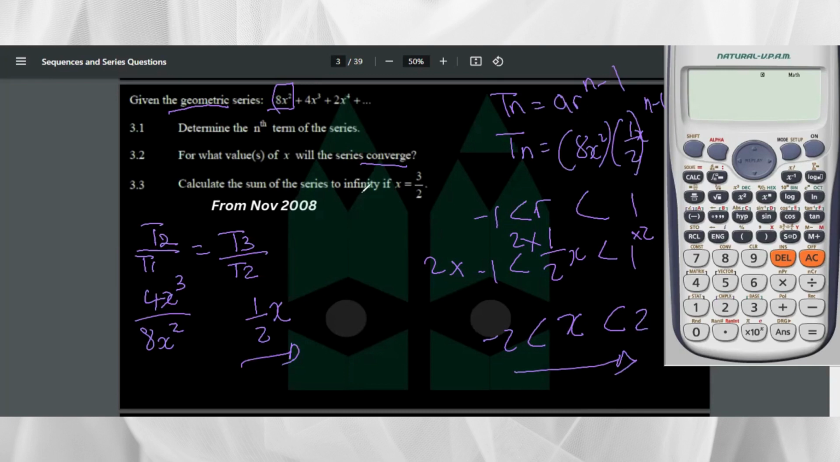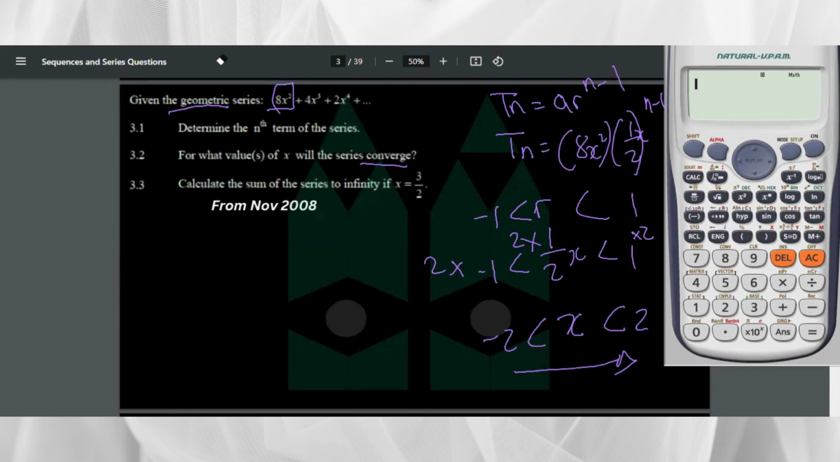And then it says calculate the series sum to infinity. To calculate the sum to infinity, I'll take some of the stuff off so that you can write the formula first. So the sum to infinity is basically a over 1 minus r. Now let's substitute into the formula. Our a is 8x squared. 1 minus r is 1 minus 1 over 2 x.